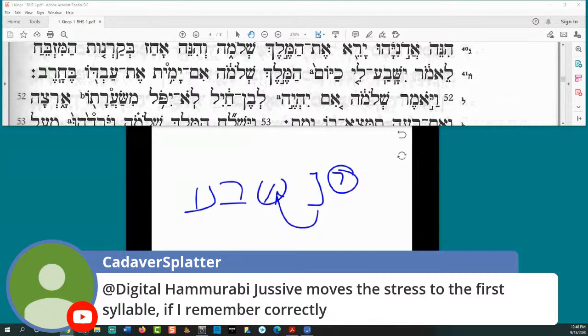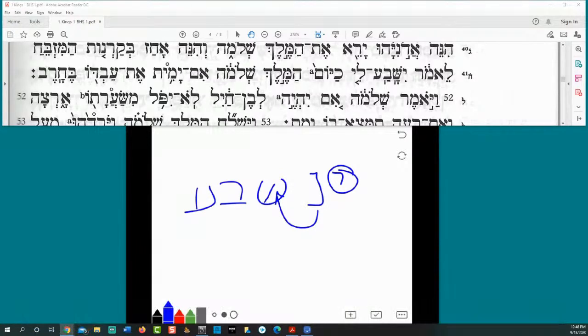Yes, this is true. There are certain verbs that will take a specific jussive form. Let me think of one. I can't think of one off the top of my head. But it doesn't have to be jussive in form to be jussive in meaning.